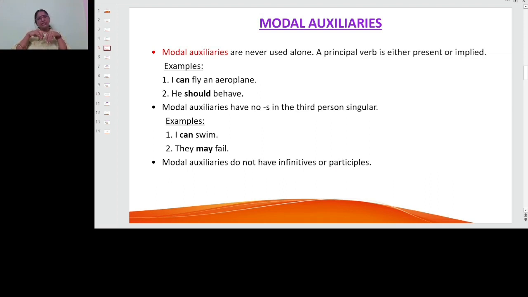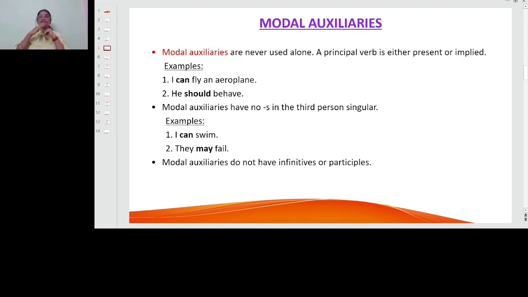Now, modal auxiliaries, another rule is they never take S with the verb. For example, in the present tense, we know that there are three persons. First person is I, second person is you, third person is he, she, it, and you know the plurals of these forms. Now, for the third person singular in the present tense, how do you write? I like sweets, first person. You like sweets, but he likes.